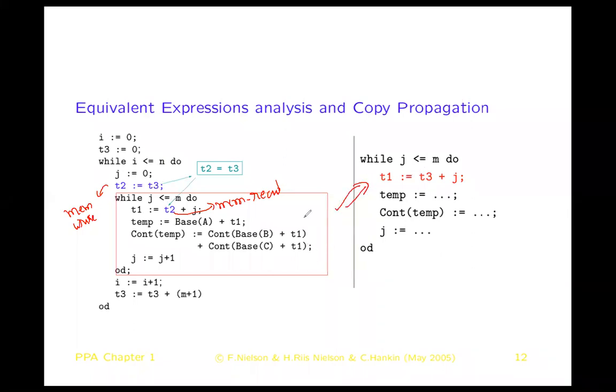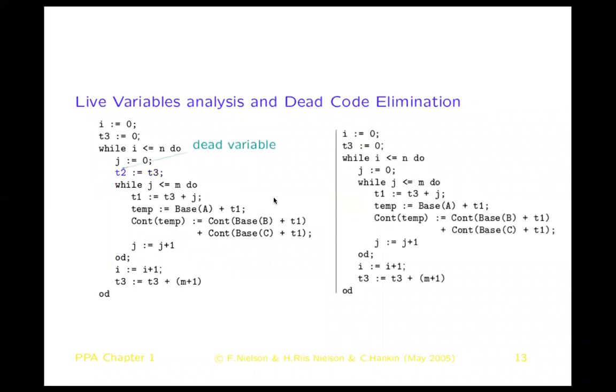The analysis pass here is what is called an equivalent expressions analysis pass. The optimization that we perform is called a copy propagation optimization, or copy propagation transformation. The code on the left-hand side now got transformed to the code that you're seeing on the right-hand side. Great, so let's move on.